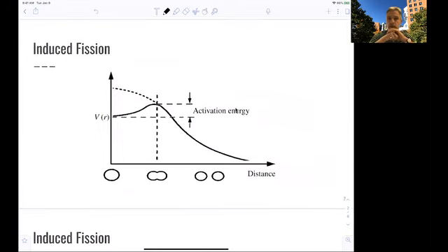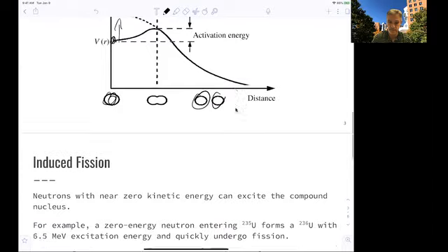Here is a plot of the nuclear potential with the Coulomb wall here. For example, you have this nucleus which sits here. This could be uranium-238, and you are able to bring it above this activation energy. This can in some nuclei occur spontaneously, in others it's induced. And then you just break up the nucleus into two daughter particles.